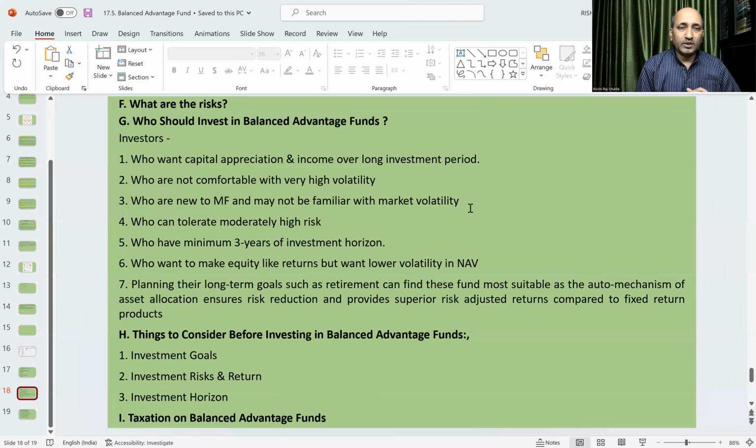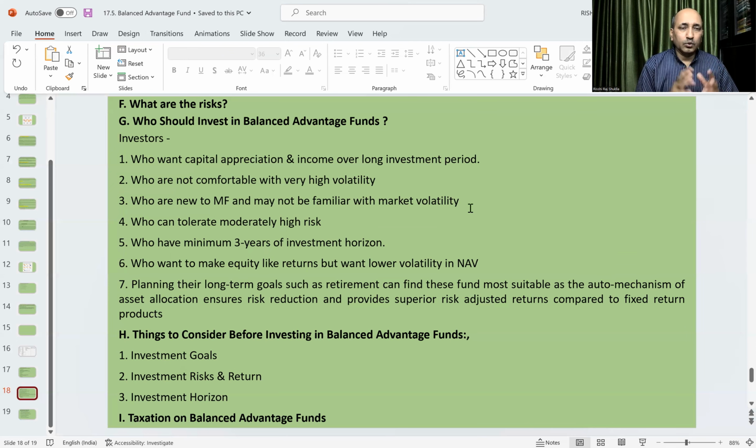Investors who want capital appreciation and income over a long investment period should invest in a balanced advantage fund. Their horizon should be at least 3 years, 3 to 5 years. Even if it is more, it is better. Of course, they will get both capital appreciation and, at the same time, regular income as a stream, and downside protection.